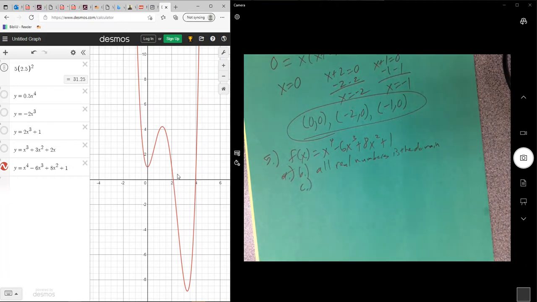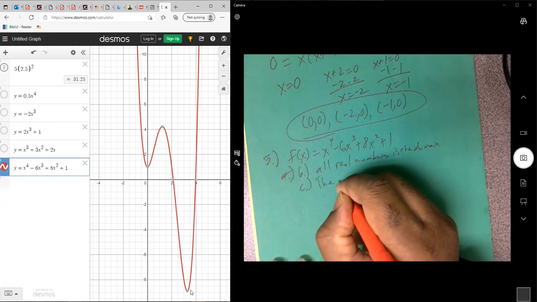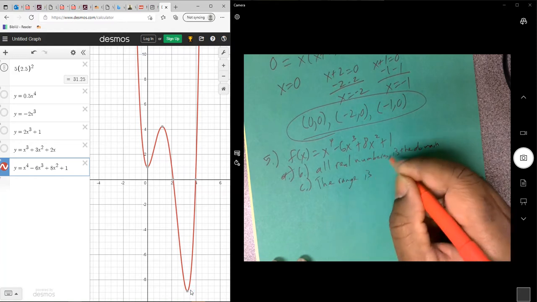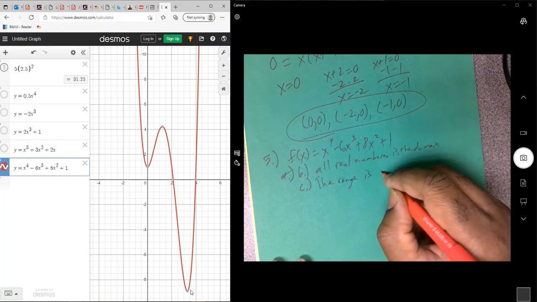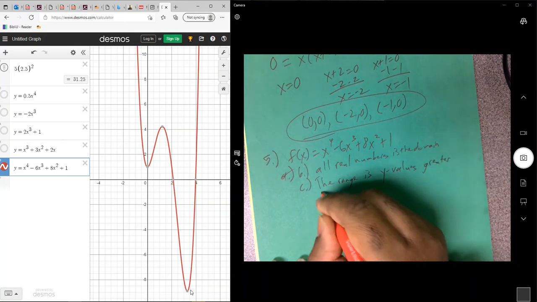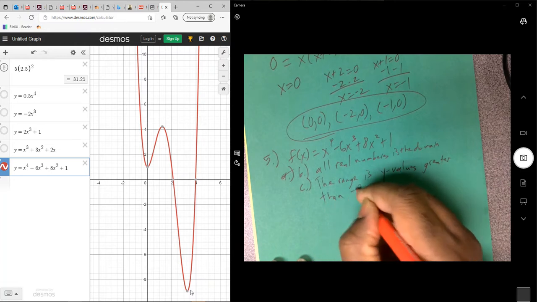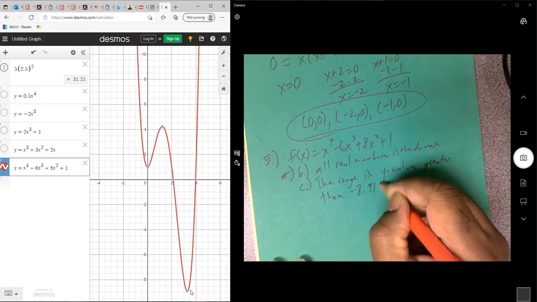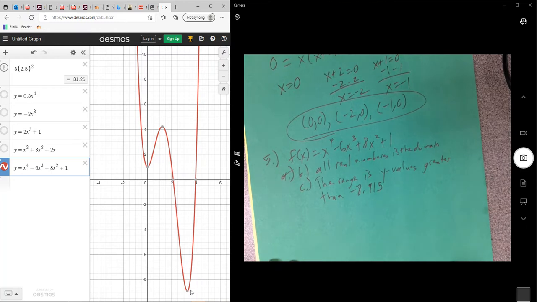Now C, it says determine the range. Now if you look here at the range, this is the lowest that it could be here, when y is negative 8.915. So you could say the range is y values greater than or equal to negative 8.915 according to the graph.